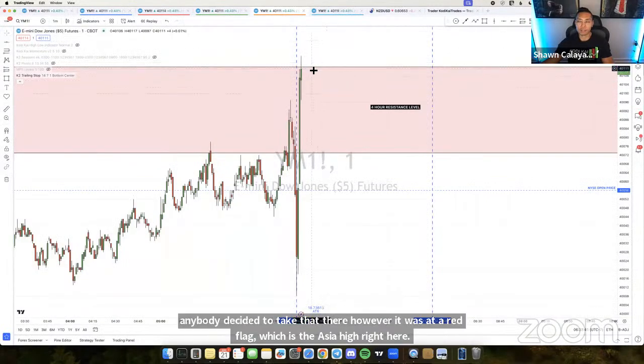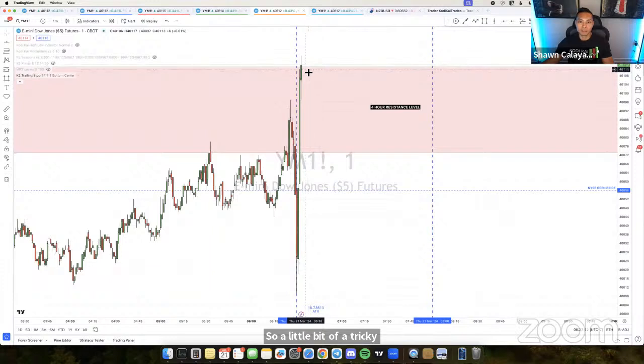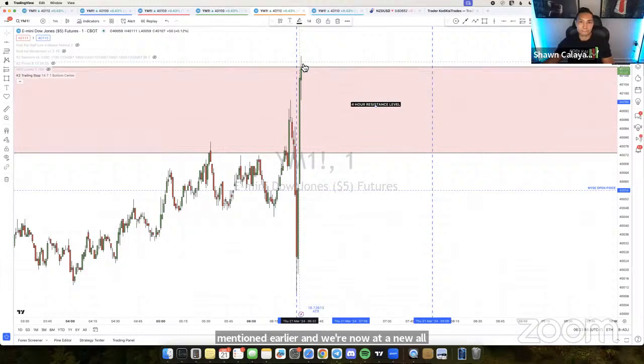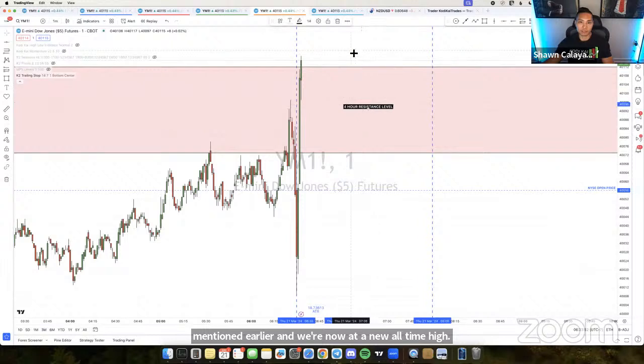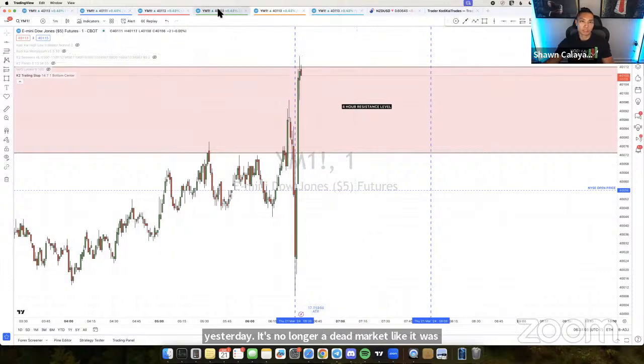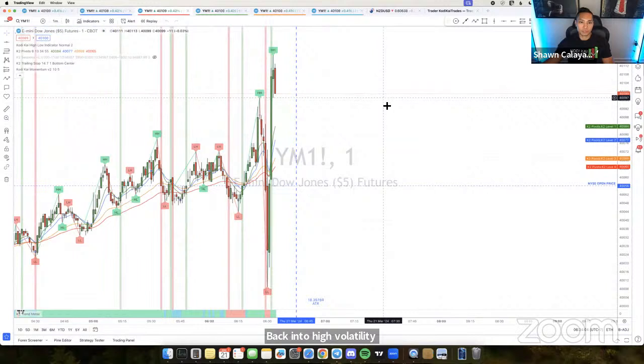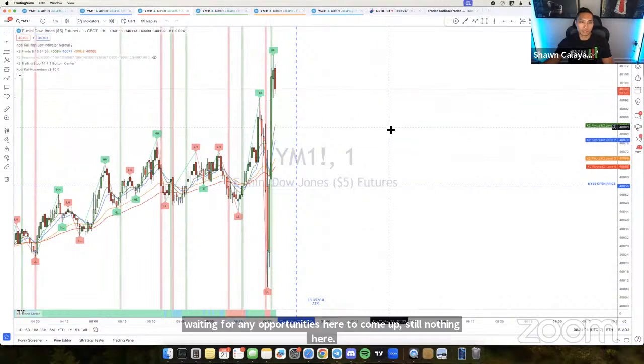We're now at an all-time high. So price broke through the structure here that I mentioned earlier, and we're now at a new all-time high. All right, so we got the volatility that we asked for yesterday. It's no longer a dead market like it was yesterday and the day before that. Back into high volatility. So we're just going to keep waiting for any opportunities here to come up. Still nothing here. Main focus would be the double body, double wick, which has not come up yet.